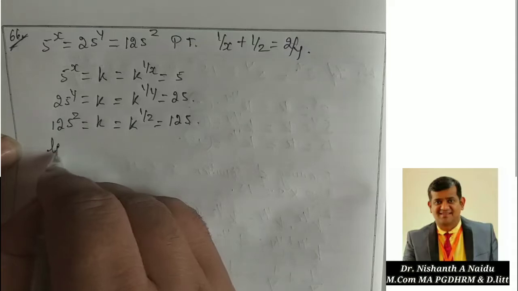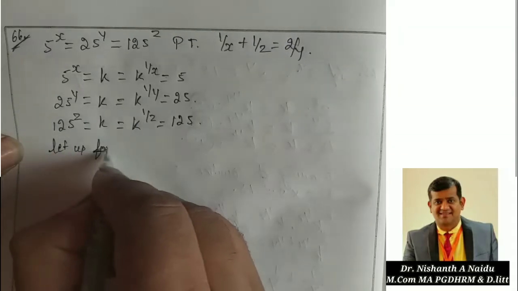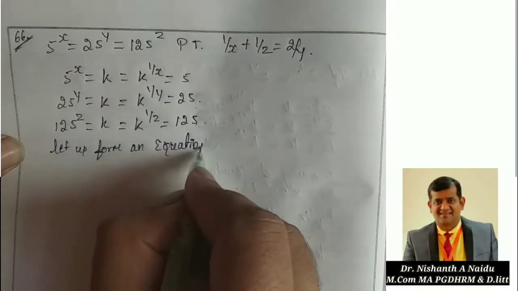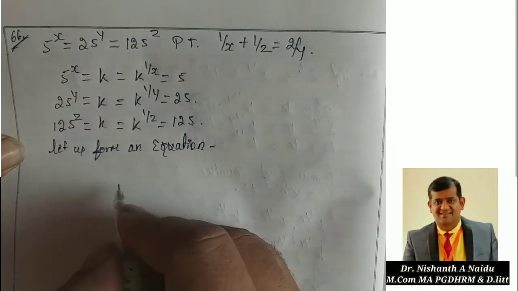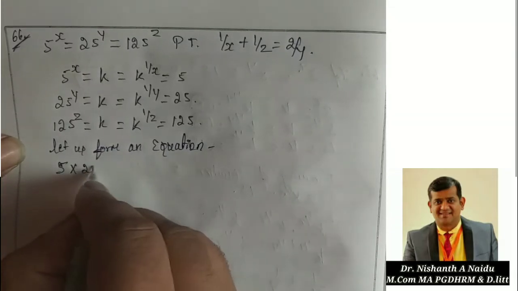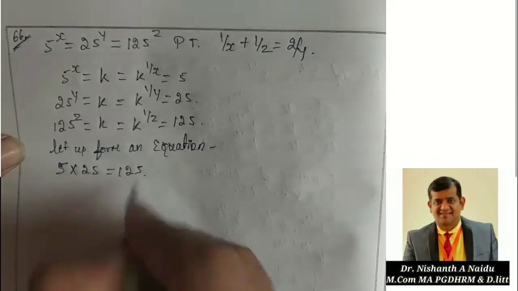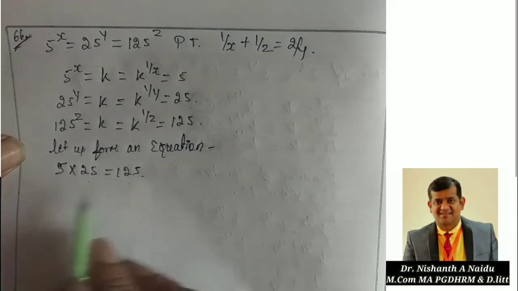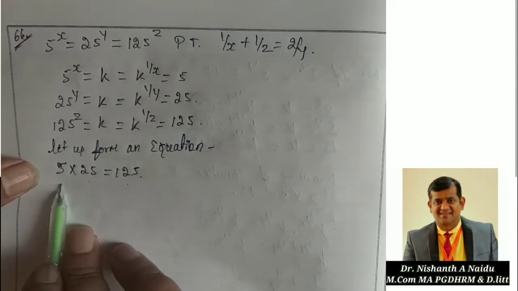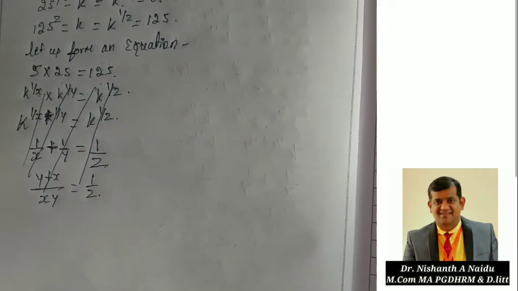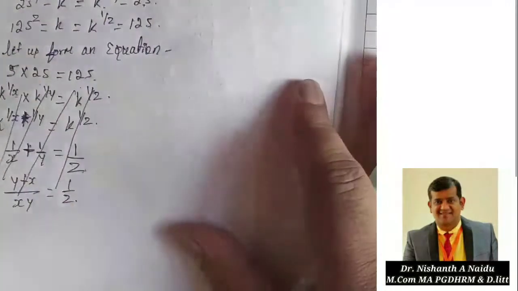Let us form an equation. So that is 5 into 25 equals 125. That is correct. 5 25s are 125. So now we have to bring the value of this. While bringing the value, you must be careful, okay? Because whatever he has asked, we have to see, then we have to bring that value.